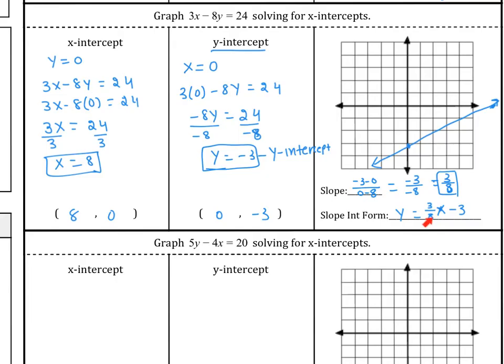Equation is y equals mx plus b. M is 3 over 8. B is y-intercept, that is negative 3.